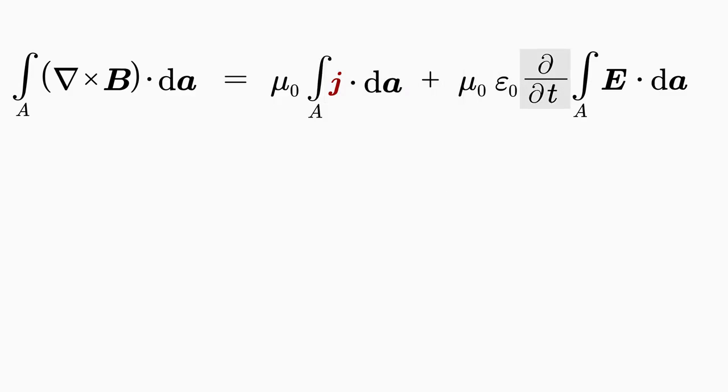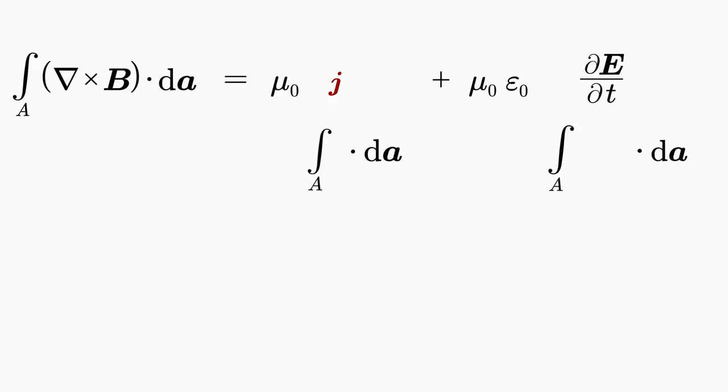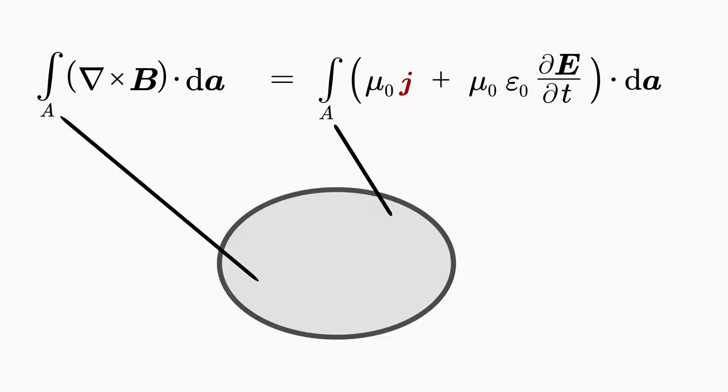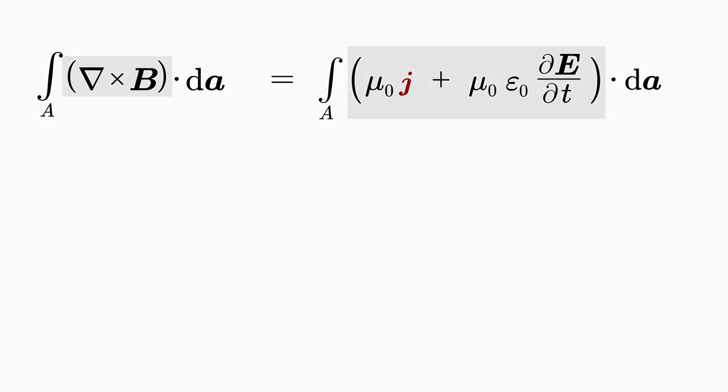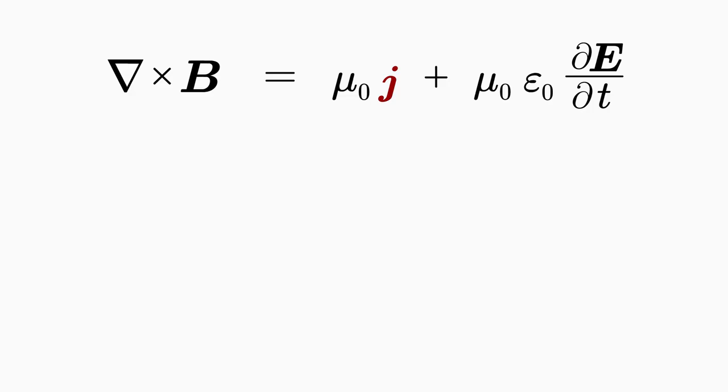You can pull the time derivative inside the integral. The two surface integrals can now be combined into one because we integrate over the same surface A. For the equation to be satisfied for any surface A, the integrands on both sides must be equal. And you already have the differential form of the fourth Maxwell equation that you were looking for.